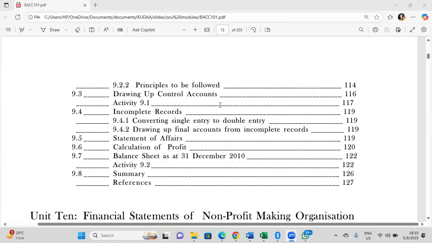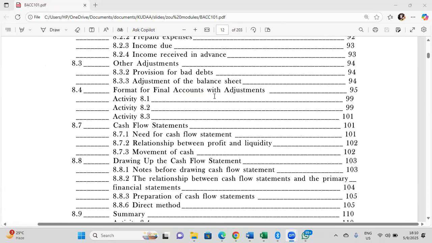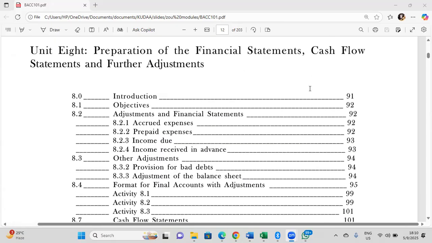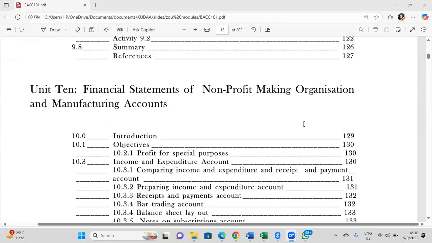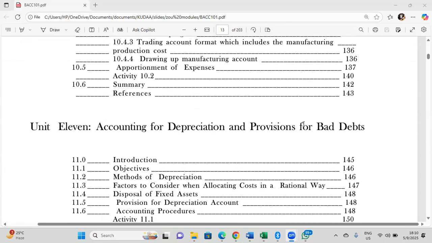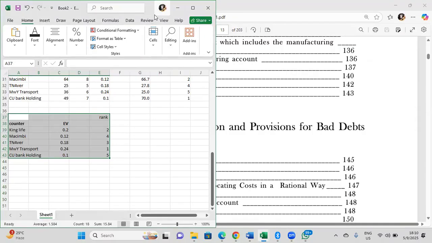We'll go back to what was covered before you joined. But for now, let's get moving so that at least we can cover the remaining content. Let me just confirm the last thing we did. The last thing we did was on manufacturing account and non-profit making organizations. Now I want us to move to depreciation and provision for bad debts. So let's talk about depreciation and provision for bad debts.